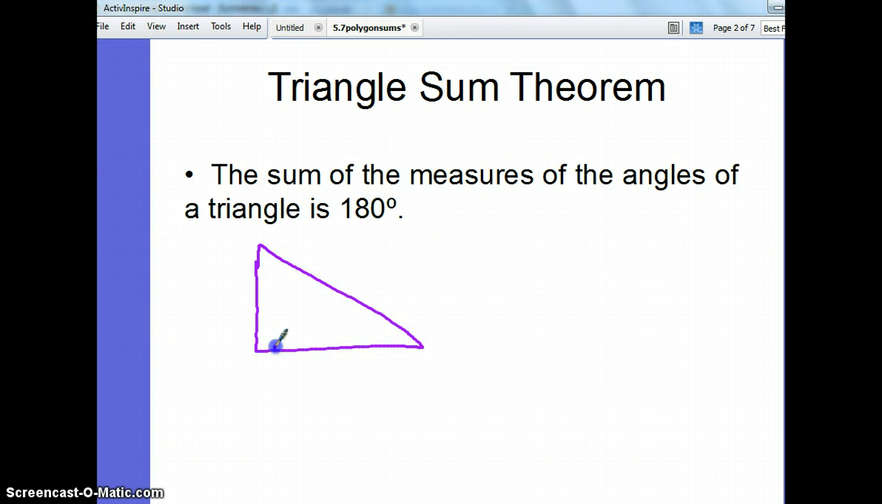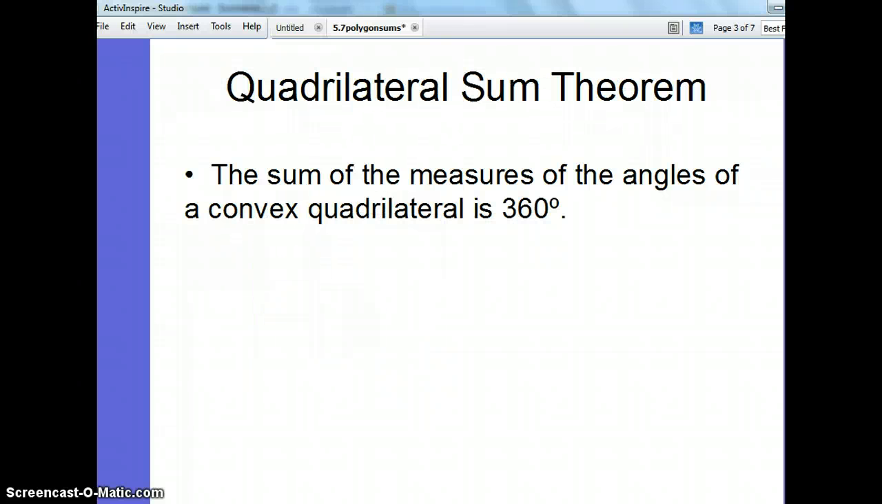So if I start with a right triangle, of course, that one's 90 degrees. And if this angle over here is, say, 40 degrees, this angle has to be 50 degrees. So we know that in any triangle, we're going to get 180 degrees. There's several different ways to look at it, but just for simplicity, we'll just start with that.